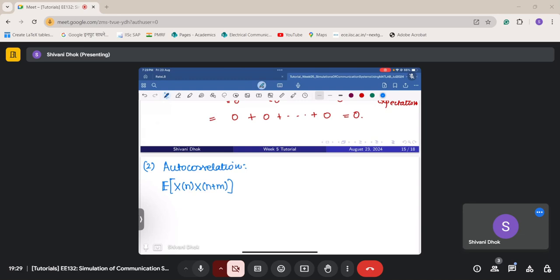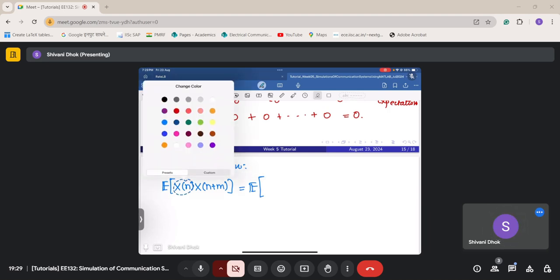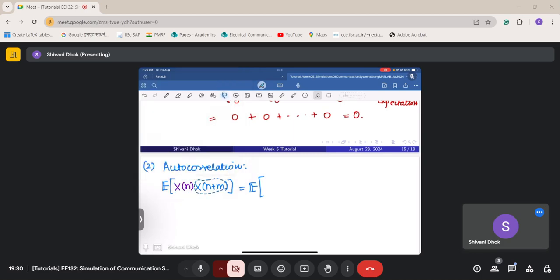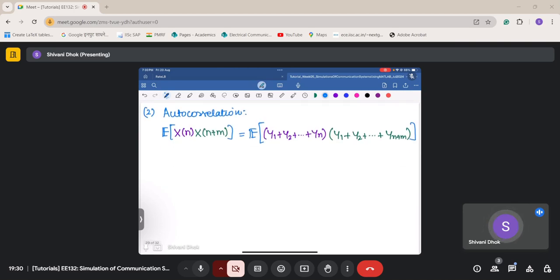So what we will do is we'll substitute what this x of n into x of n plus m is. So we can write it as expectation of, so let me start using some colors here. So this x n will be simply y1 plus y2 and so on till yn, and this x of n plus m will be y1 plus y2 and so on till y of n plus m. So what I'll do for concise notations, I'll do this thing.